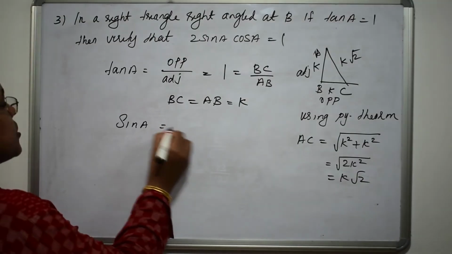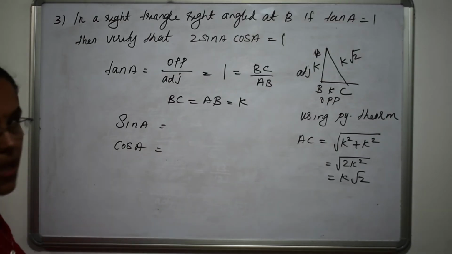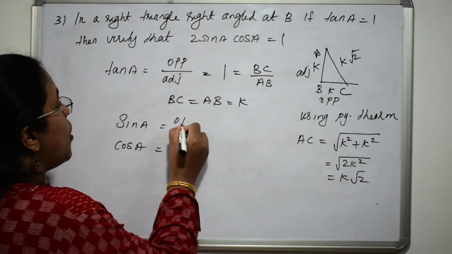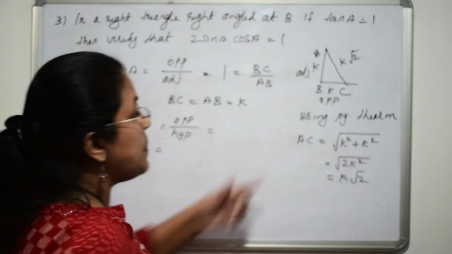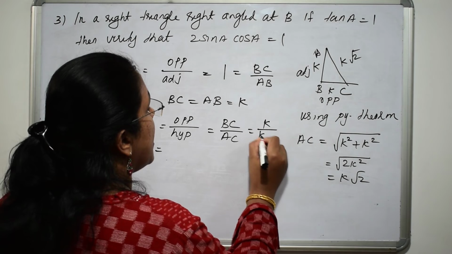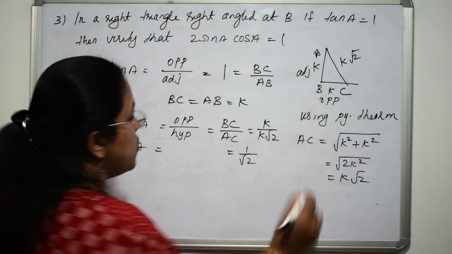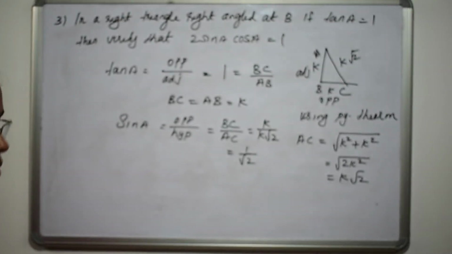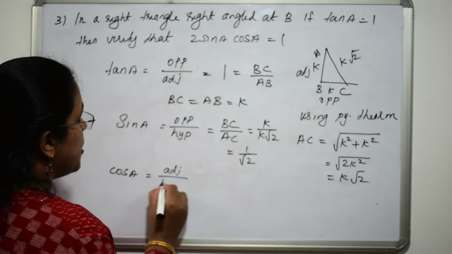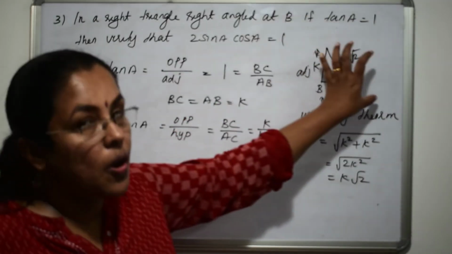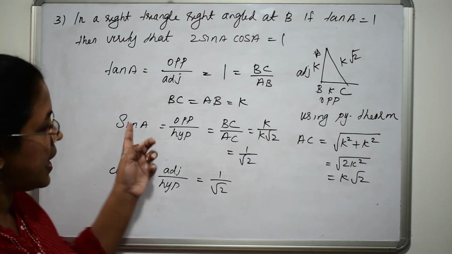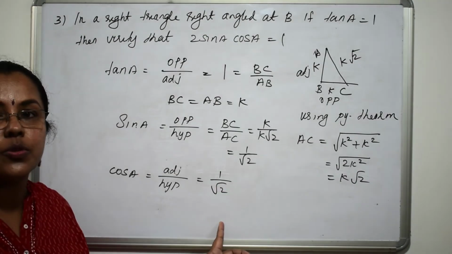Now we can write the trigonometric ratios sin A and cos A. What is the meaning of sin A? Sin means opposite side by hypotenuse. What is opposite side here? BC by AC. That is K upon K root 2, that is equal to 1 by root 2. Next we need is cos A. Cos A means adjacent side by hypotenuse. Similarly, AB upon AC, K by K root 2, that is equal to 1 upon root 2. We get sin A as 1 upon root 2 and cos A as 1 upon root 2.